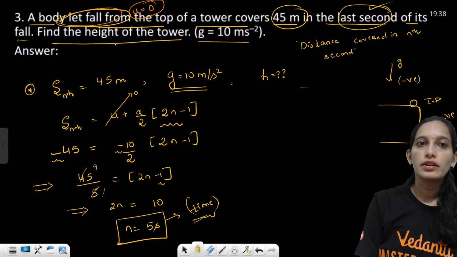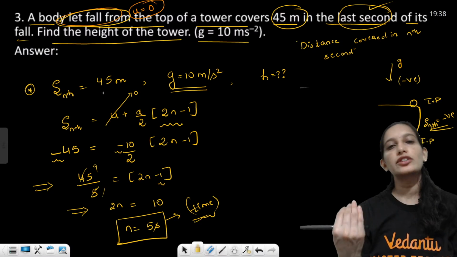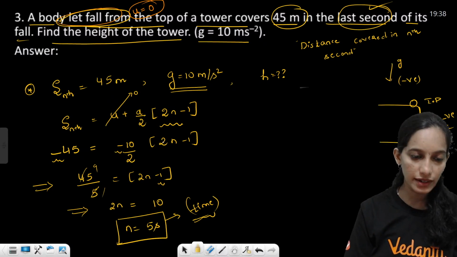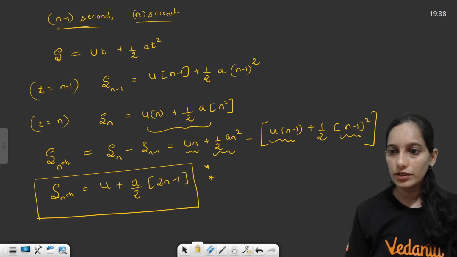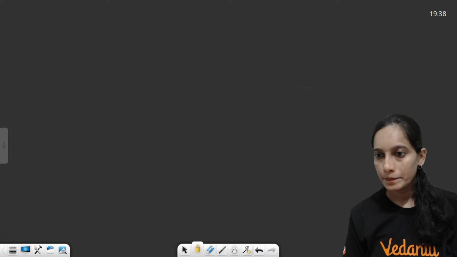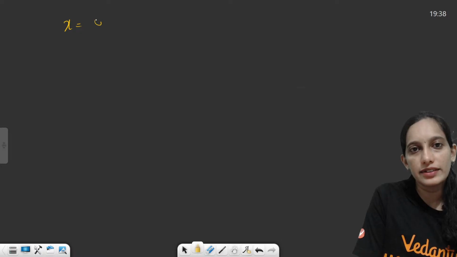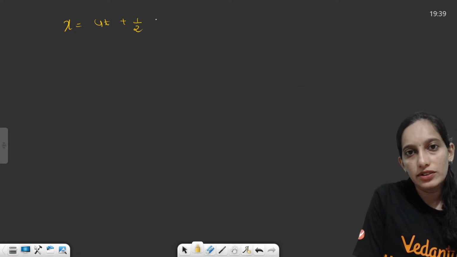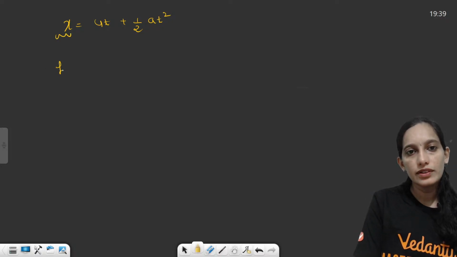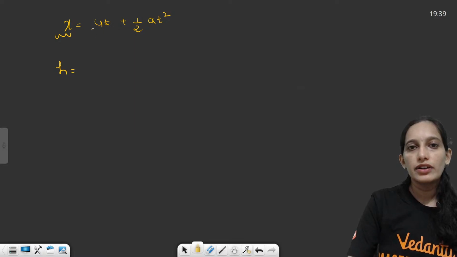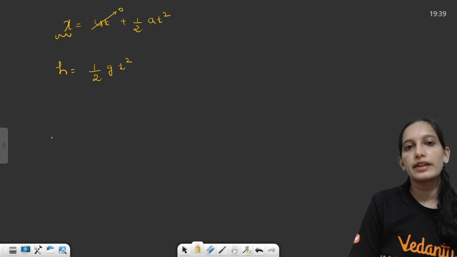Now what is our job? Our job is to find out the height of the tower. For that we can use x is equal to ut plus half at square formula. So I got the time, and now I can say that the height, I'll just write down the formula first, x is equal to ut plus half at square. But here x is the height of the tower, and our initial speed was 0, so this term goes to 0, half gt square I can say.